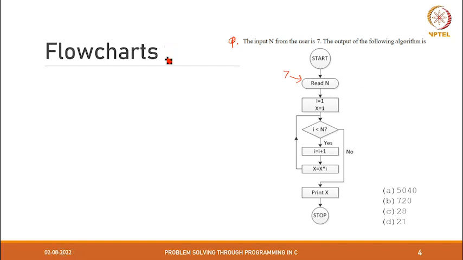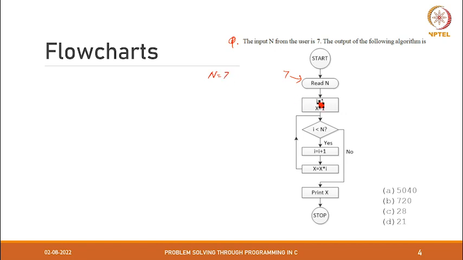Okay. So let me start solving because we are already halfway into the session. Let me start solving this. First, we have the start. So we are starting the execution. Now we are reading n from the user. The user has inputted that n is 7.